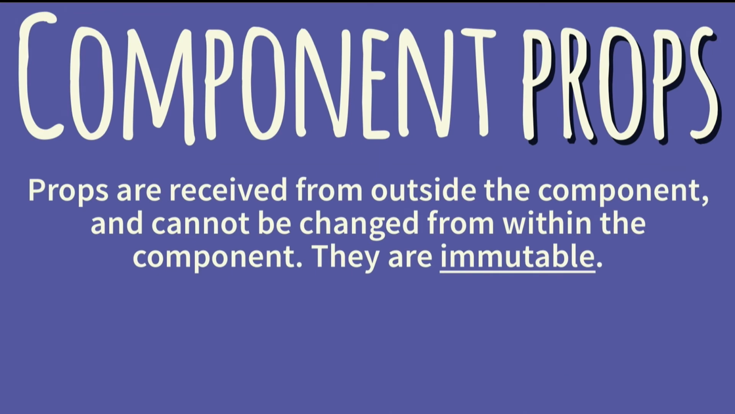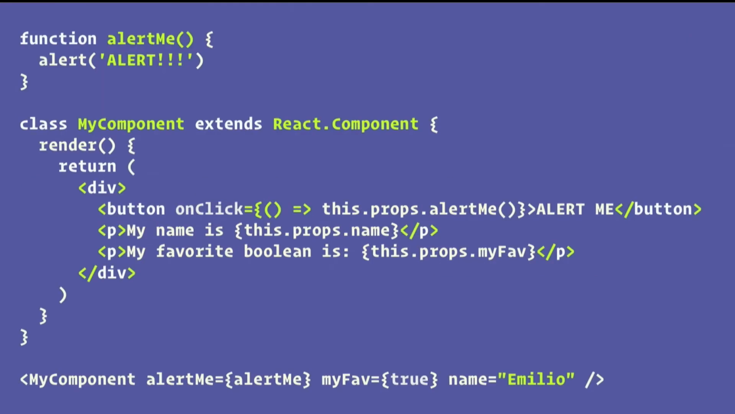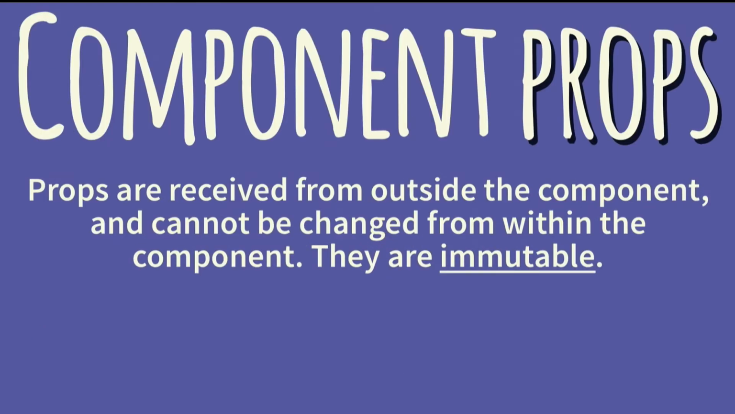So component props are received from outside the component, and they cannot be changed from within the component. They are immutable. So once name is passed in as Emilio, this thing's not ever going to change this.props.name. That's not allowed. Not going to do good things. They're meant to be immutable inside the component.